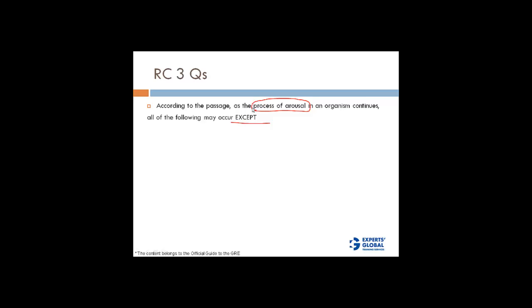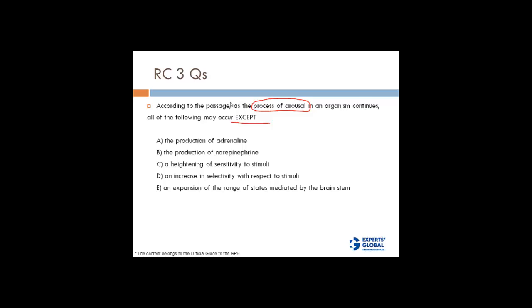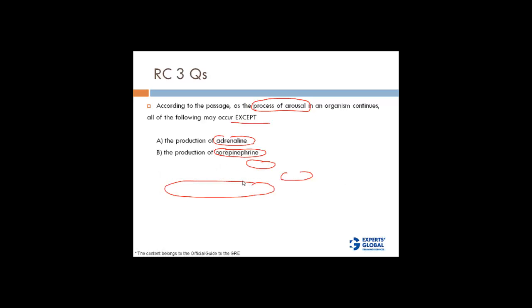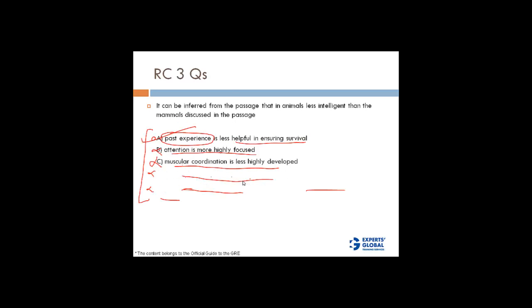Let's look at the answer choices and let's see which of these are used in the original passage. Four things are going to be explicitly mentioned in the passage. One will not be, right? So let's look at what those five things are. We are looking for words like adrenaline, norepinephrine, or heightening of sensitivity to stimuli, or an increase in selectivity with respect to stimuli, or an expansion of range of states. Okay. So let's go back to that and see which of these makes sense.